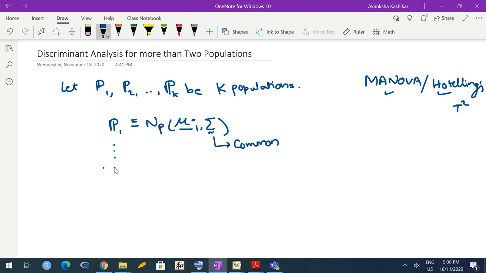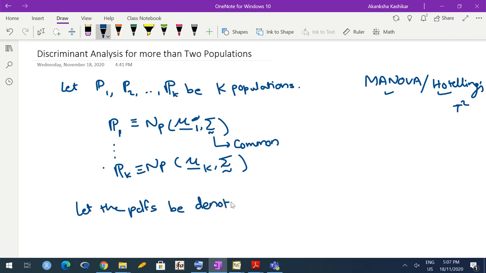Okay, so we have these K populations. So the kth population will have p-variate normal distribution with mean vector mu k, and variance covariance matrix sigma. Let the PDFs of these K populations be denoted by f1, f2, ..., fk respectively.